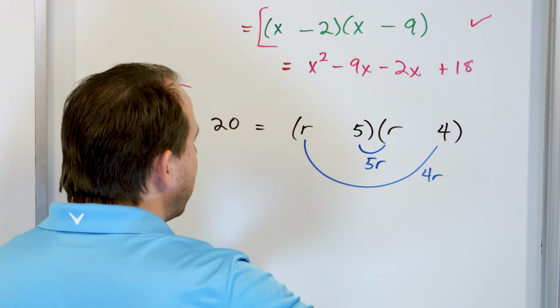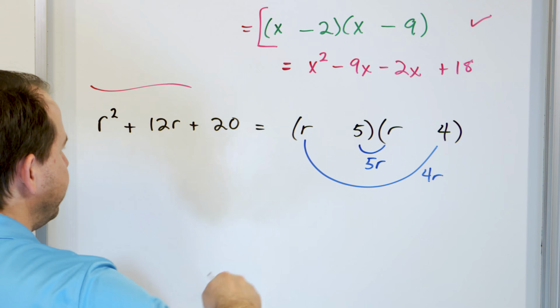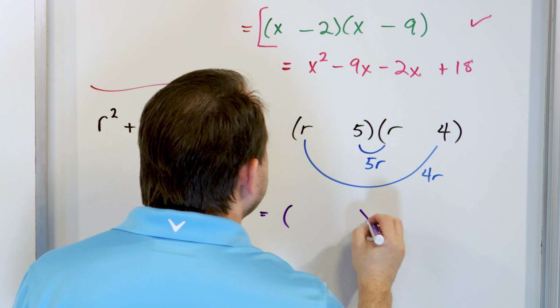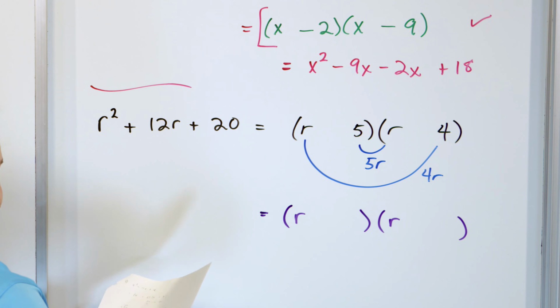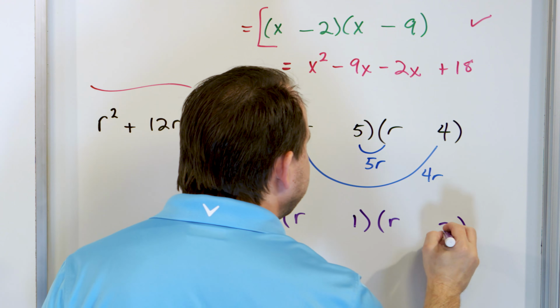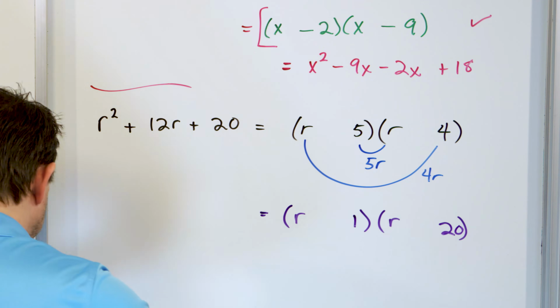So it's just not going to work, so abandon it straight away. Okay, so then you go off to another possibility. You say r and r. What else times what else gives me 20? Well, I know that 1 times 20 gives you 20, right?